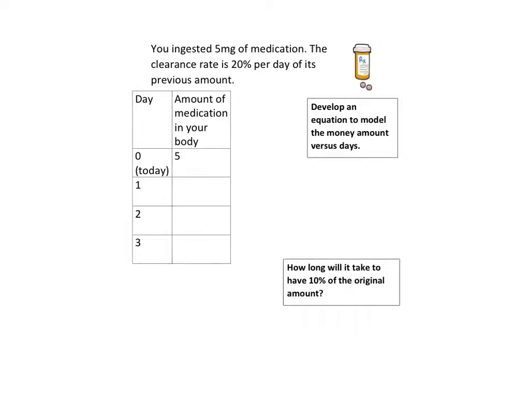So this question is a little bit different from the previous questions, because what's happening is that things are going to be going down. So you have 5 milligrams of medication. On day 0, today, we have 5 milligrams. And then it says that to clear the medication out of your system, your body is going to reduce it by 20% per day. So what that means is you're going to lose 20% of the medication in your body, 20% of the 5 milligrams. So every day you're going to be losing 20%. So you need to calculate 20% of 5, and 5 times 0.20 is going to be 1. So you're going to lose 1 milligram.